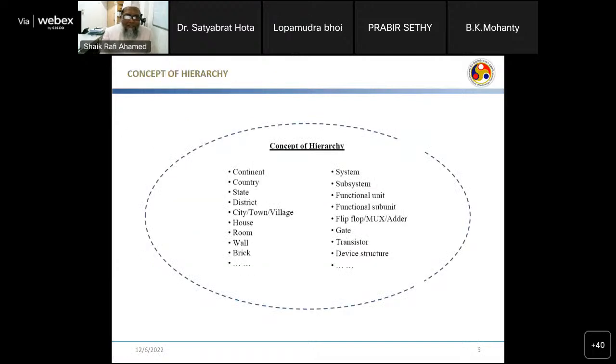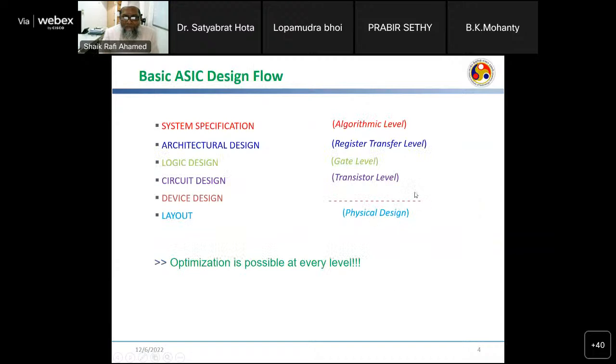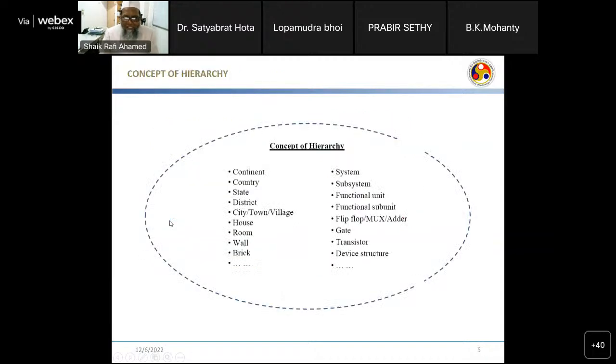So the system to the device, this design flow, starting from the algorithm to layout, has a resemblance with a continent. The part of the continent is country, part of that one is state, part of that one is district. Like that, it will go up to brick. Similarly, system, subsystem, functional unit, flip-flop, gate, transistor, and device. So this hierarchy is similar to that of the continent to brick.